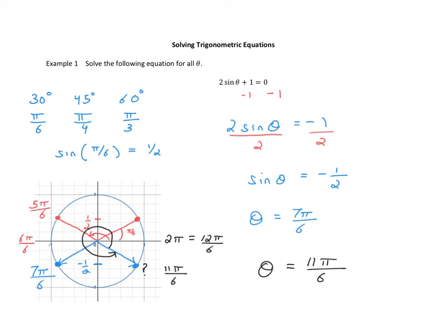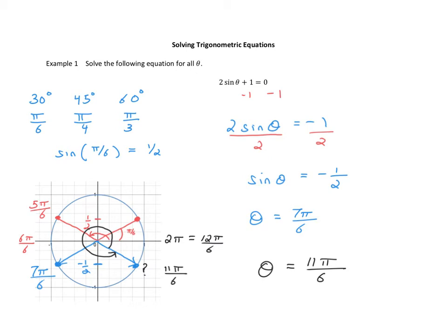Here are two answers to this equation, and where it came from was, I know the y value on the unit circle can take on negative 1/2 in two places, and we define sine to be the y value. Therefore, there must be a couple of answers.